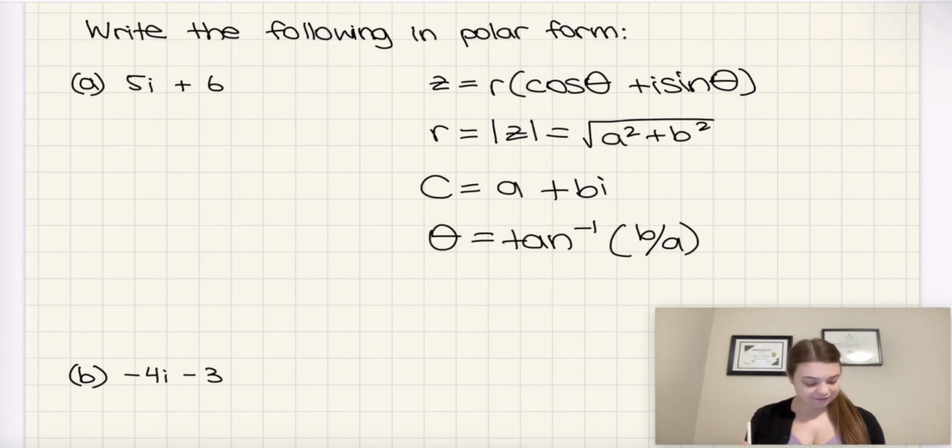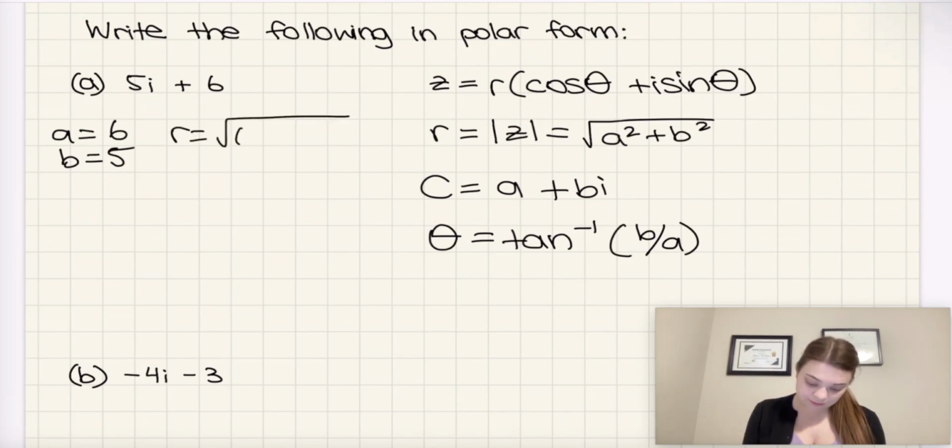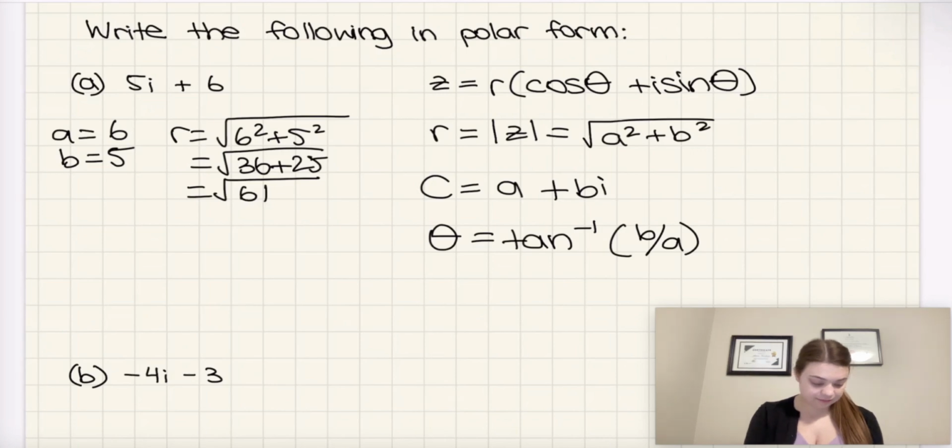All right, let's dive into this first one. In this first one, a is equal to 6 and b is equal to 5. Let's first compute r. r is going to be equal to the square root of 6 squared plus 5 squared, which is equal to the square root of 36 plus 25, which is equal to the square root of 61.